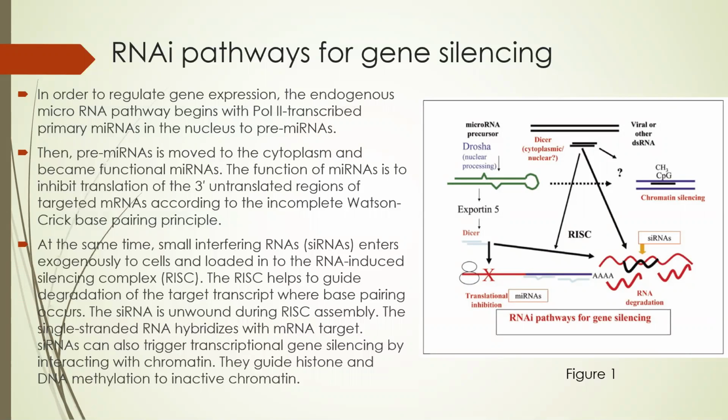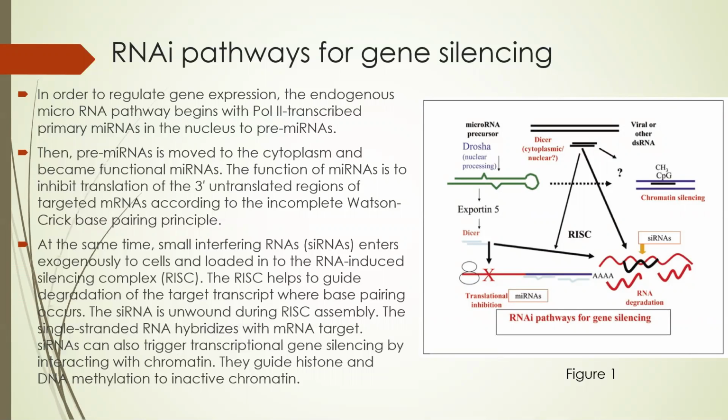The function of this particular microRNA is to inhibit the translation of the 3-prime untranslated region of the targeted mRNA according to the incomplete Watson-Crick base pairing principle. At the same time, we have the small interfering RNA entering the cell exogenously and loaded to the middle region, as you can see right there. It's called the RNA induced silencing complex, or RISC.